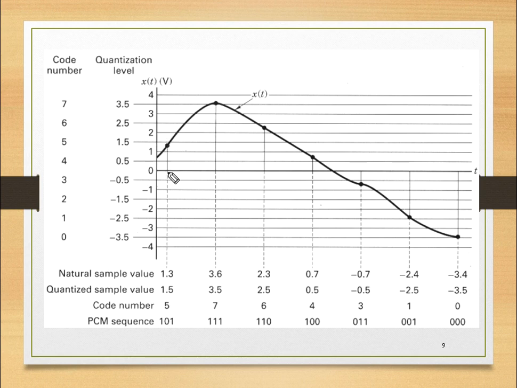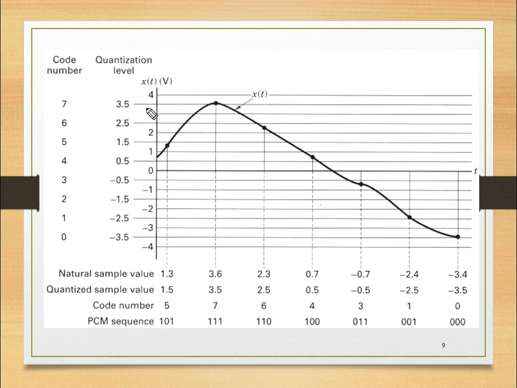For example, at this point in time, you have the value 1.3. Yes, the natural sample value here on this line, the actual value of the signal. At this point, you have 3.6. At this point, you have 2.3. You just map at the sampling point to the signal, and you just take the value. But after quantization, I don't have all of these values.